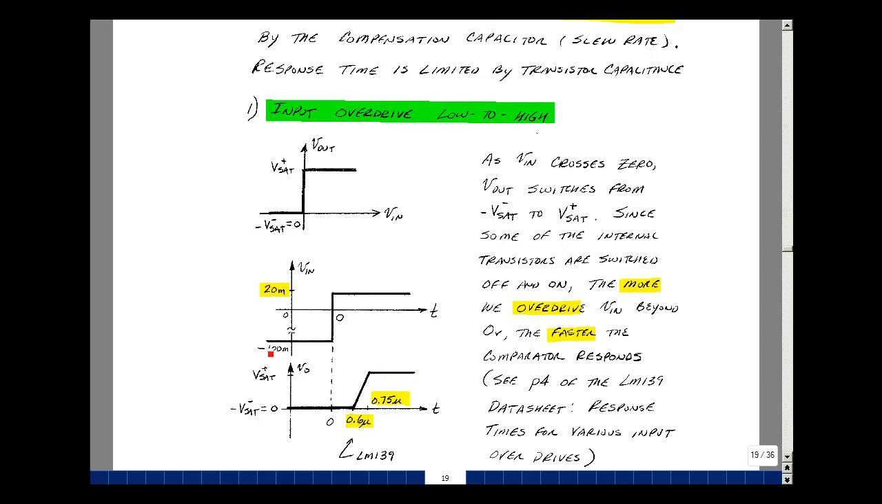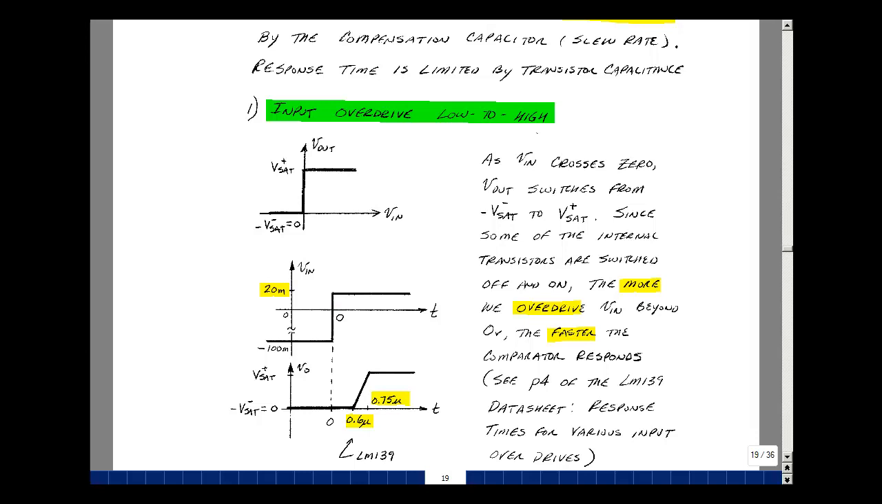Now suppose that we started out at minus 100 millivolts here, which is more negative than the power supply, but as long as we're not more negative than one diode drop, we'll be okay. So the ICs are basically reverse biased diodes built into the substrate and the transistors on it. And so if we don't go more negative than the negative power supply by one diode drop, we'll be okay. So starting out, say, at minus 100 millivolts, suppose that we overshot 0 by 20 millivolts.